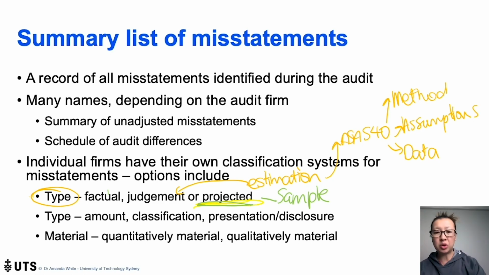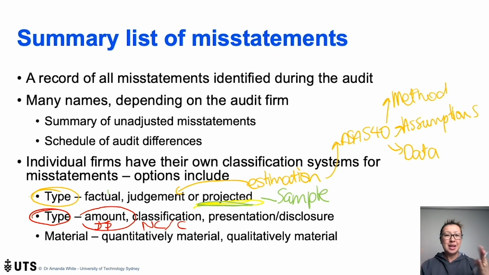Another way in which we could try and classify them could be the type, because it could be a dollar value amount. It could be a classification, like are we looking at a non-current versus a current item? Or it could be a presentation or disclosure note issue. Now you could use multiple categorization systems or tagging systems as well. The other thing that the client or the auditor might think about is materiality. Is this quantitatively material, so dollar value size, or is the item qualitatively material? Because some things we know, like related party transactions, may not be big in dollar value, but are qualitatively very important.